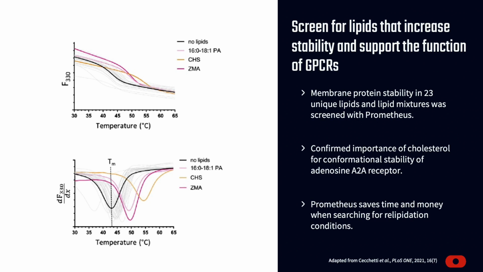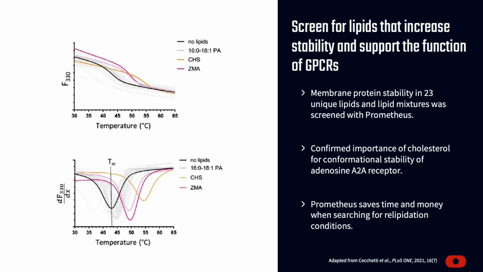Again, finding lipids that will increase the stability of your membrane protein can be very time consuming. And it can be quite expensive, especially if you have to purchase many of the different types of lipids. So to help with this, these researchers developed a lipid screen to be used with the Prometheus, and they tested membrane protein stability in 23 unique lipids and lipid mixtures. You can see in these graphs the unfolding curve of the adenosine A2A receptor in detergent and then in various lipids or with a ligand.